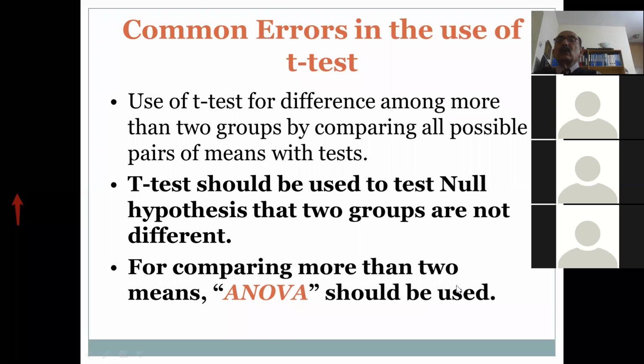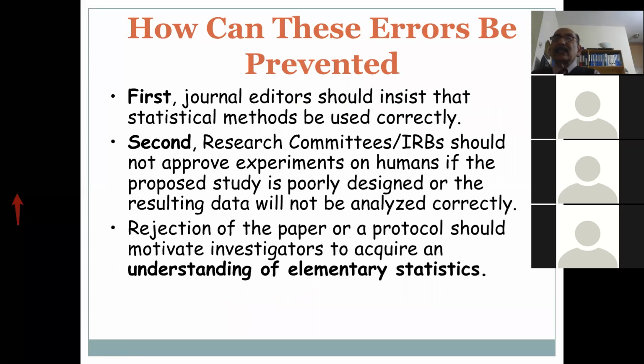So common errors in the use of the t-test also are made. People use the t-test for differences among more than two groups by comparing all possible pairs of means. For example, there are four groups and you are comparing means of four groups. First, they will compare the first two groups with an independent sample t-test, and then they will compare the other two groups with an independent sample t-test. That is wrong. The t-test should only be used to test the null hypothesis when there are two groups, when the null hypothesis is that the two groups are not different. For comparing means of more than two groups, 3 or 4, ANOVA should be used, not the t-test.